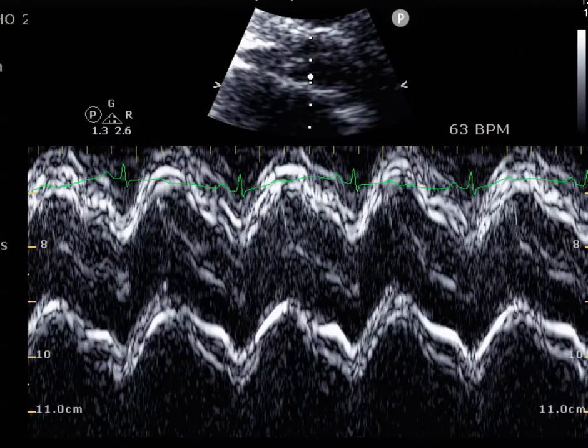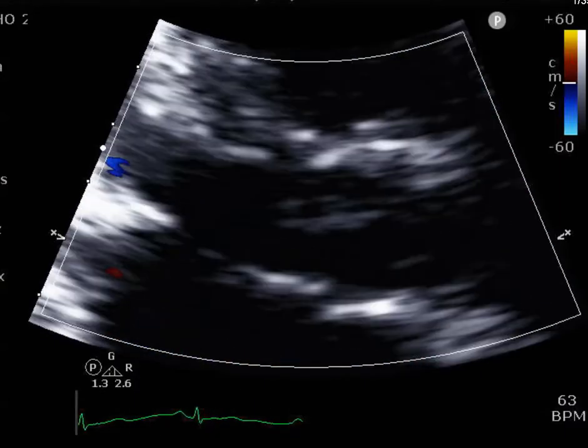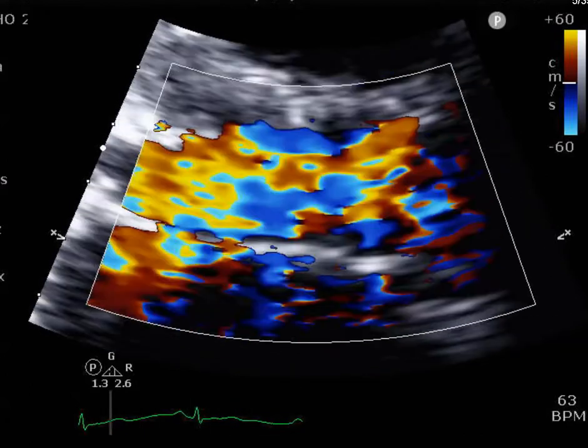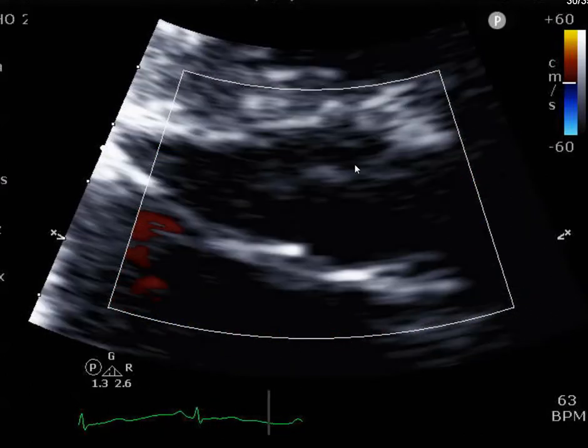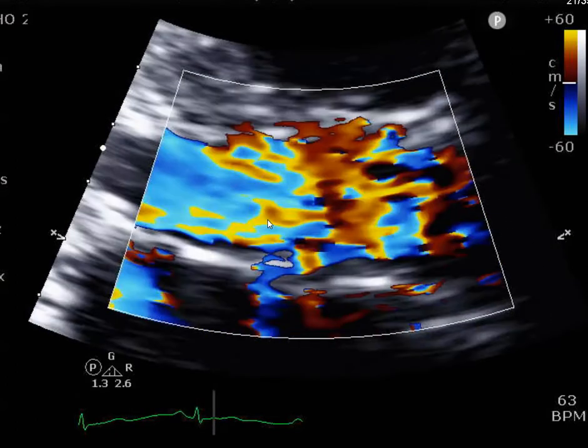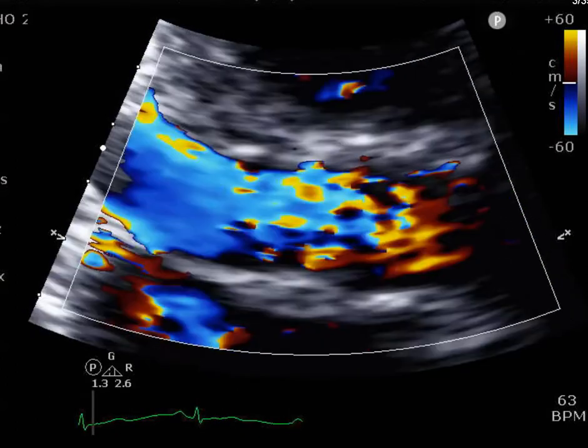So moving on. This is what we mean by color mosaicing. Don't take color for granted, because you will be expected to know what it means. Basically, a color at any point is the mean velocity of all the blood flow happening at that point.